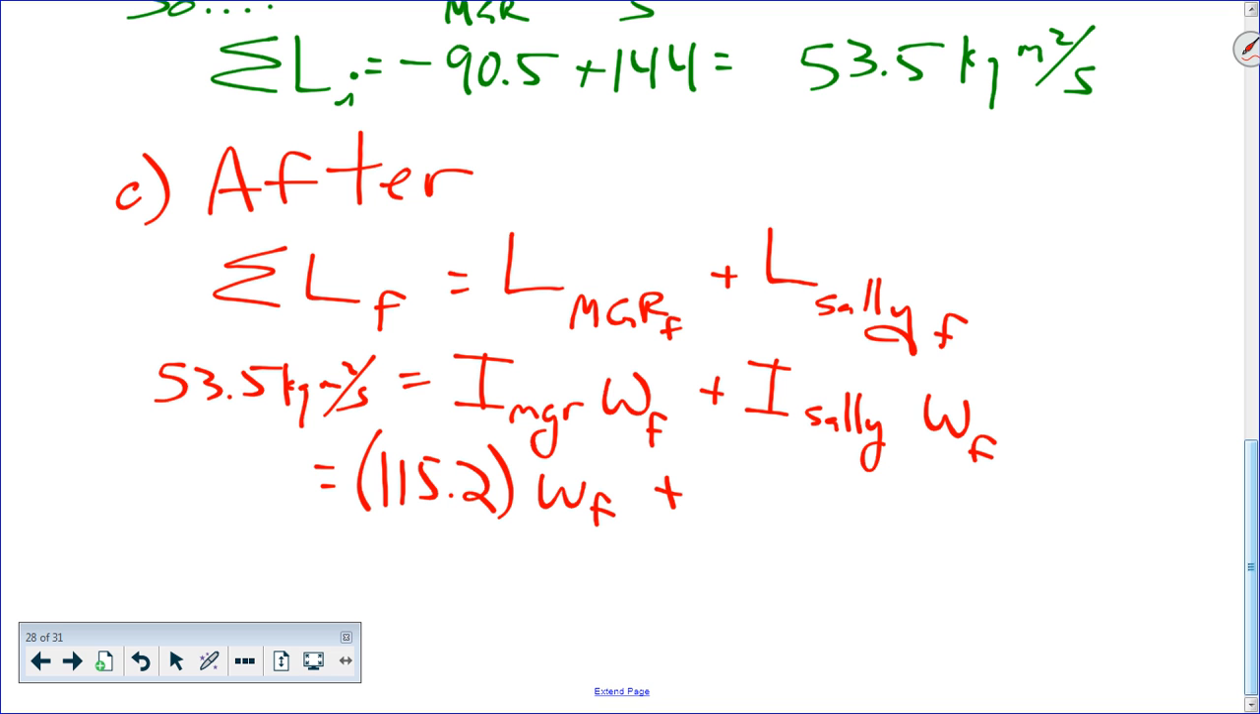plus I for Sally. How do I find Sally's rotational inertia? mr squared, right? So her mass is 40, and her radius is 1.2. Don't forget to square it. Times omega f. Holy moly, we just did it, right? We're pretty much done now, right?